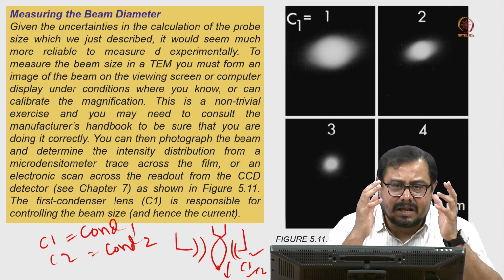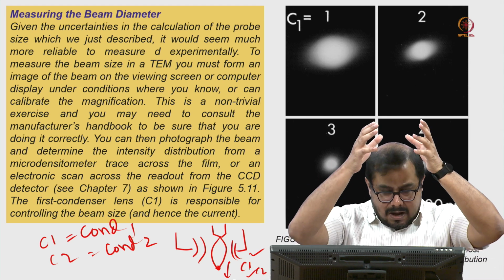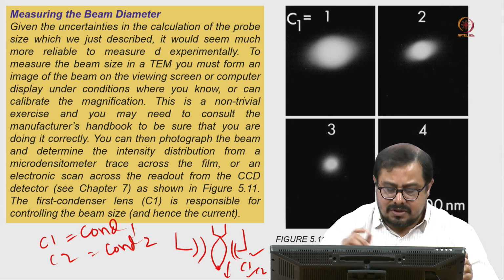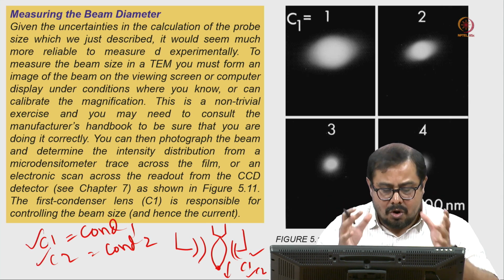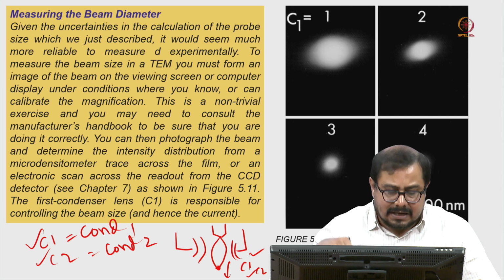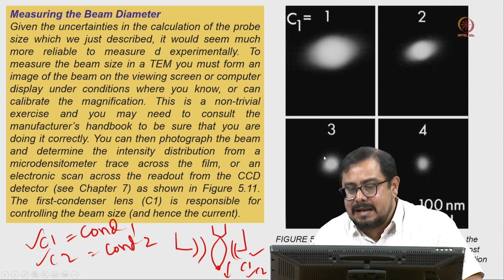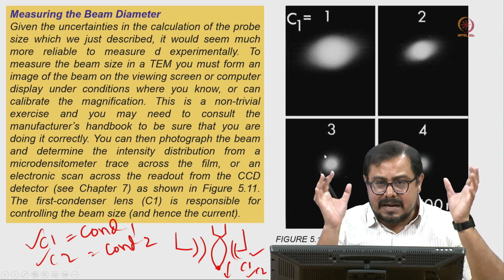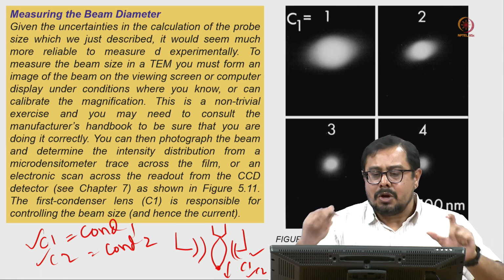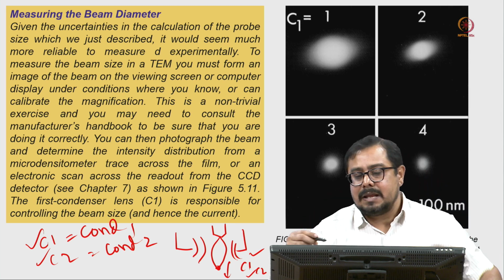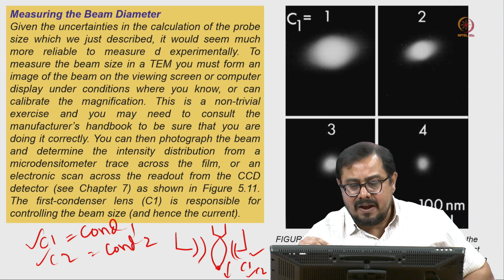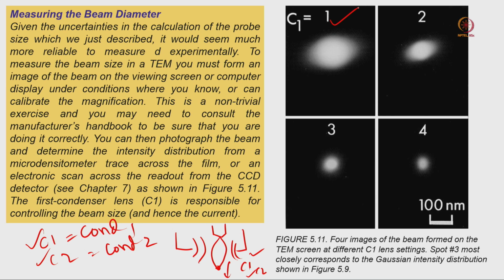And how can we measure that beam diameter? The entire electron beam is coming, and based on the magnetic field of C1 or C2, we can get the diameter of this electron beam. Here we are just using the C1 lens, and we can use different magnetic fields for the C1 lens, which is controlling the beam diameter. Here you can see, if we are using a very low magnetic field for the C1 lens, you are getting a much wider beam diameter, where the beam diameter is much bigger.